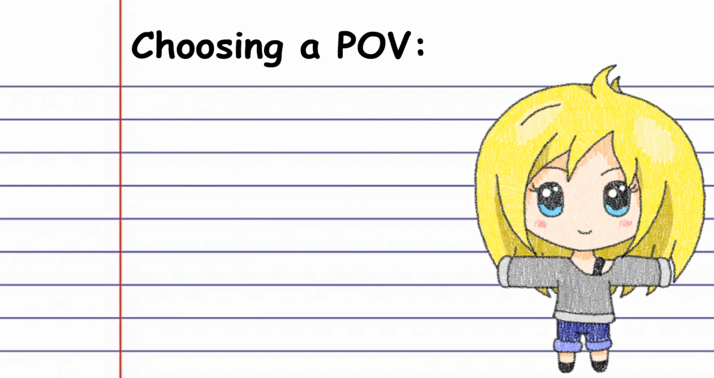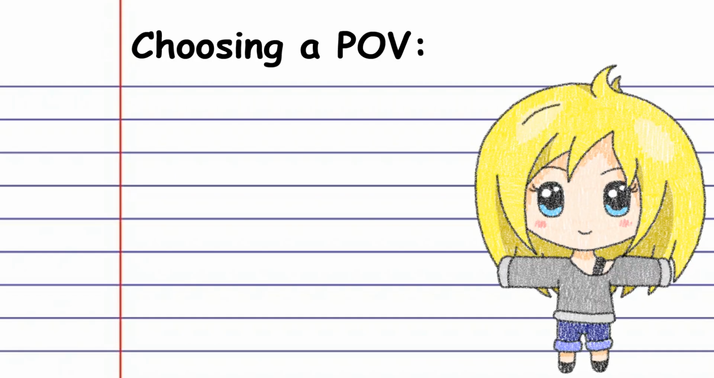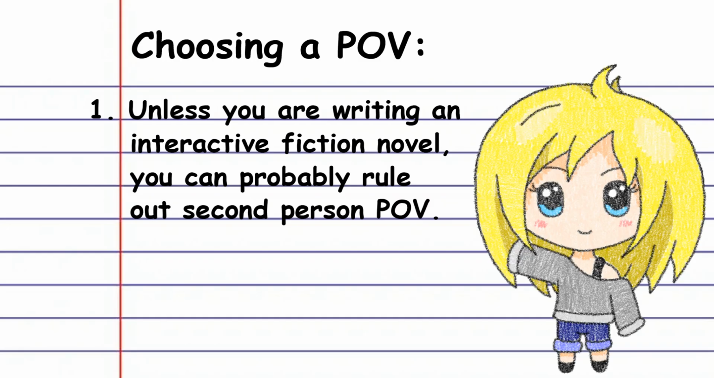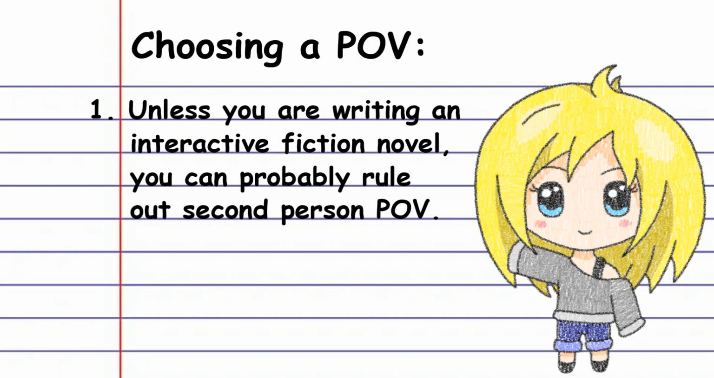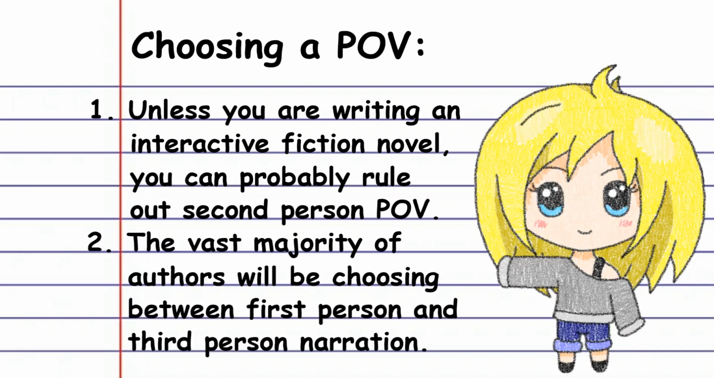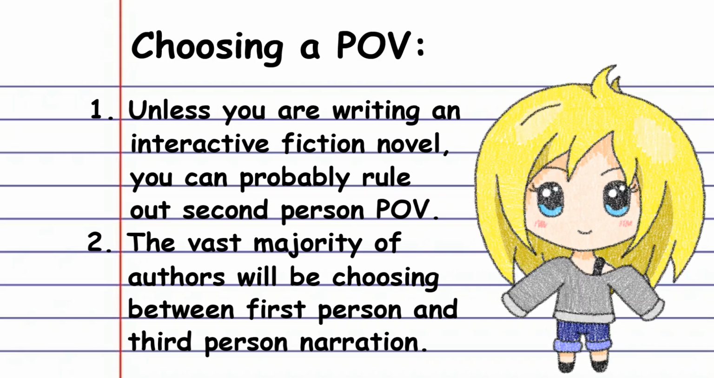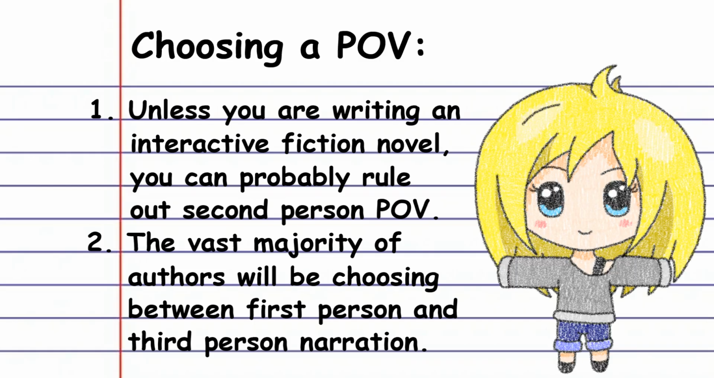So, how do you decide which POV to write your novel in? Which POV is going to work best for you? Well, first of all, unless you're writing an interactive fiction novel, you can probably rule out second-person POV. The vast majority of writers will be choosing between first-person and third-person narration. When choosing between first and third person, there's a few different factors that you need to take into account.